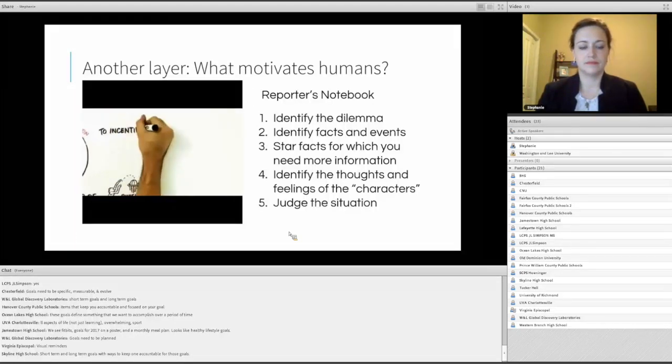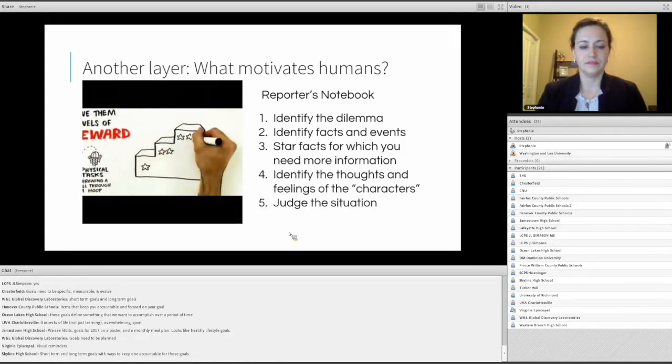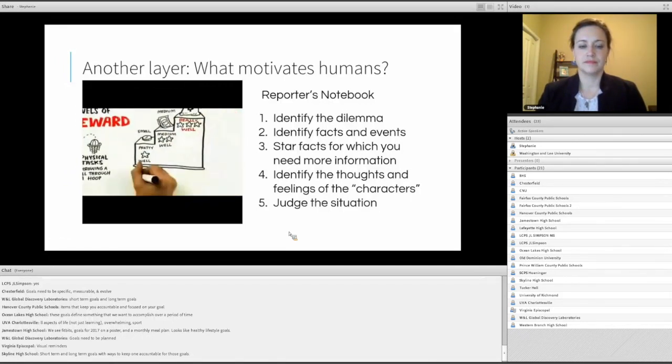Okay, they gave them these challenges and they said to incentivize their performance, they gave them 3 levels of rewards. So if you did pretty well, you got a small monetary reward. If you did medium well, you got a medium monetary reward. And if you did really well, if you were one of the top performers, you got a large cash prize.